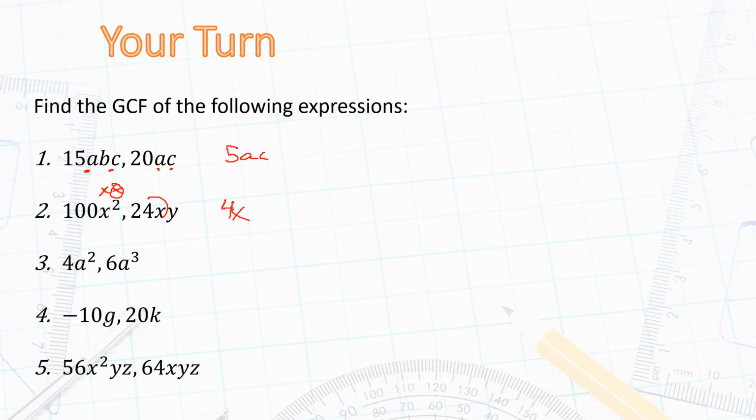For 3, 4a squared and 2a cubed, 2 is my greatest common factor, and we got a. So I got 2 a's common to both. So I would say 2a squared is my greatest common factor. Then negative 10 and 20, 10 would be my greatest common factor. The variables have nothing in common. And then 56x squared yz and 64xyz. I would say 8 is my greatest common factor for the numbers, and then x squared is x times x, yz. We got xyz, so there's an x, y, and a z common to both.